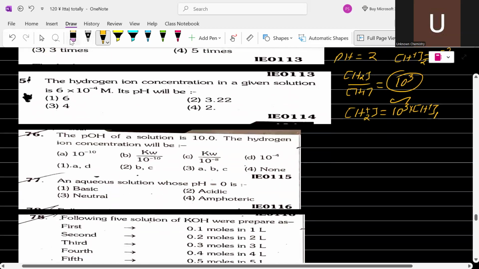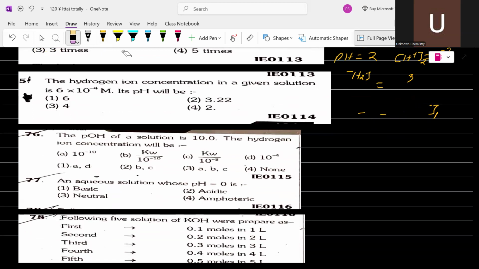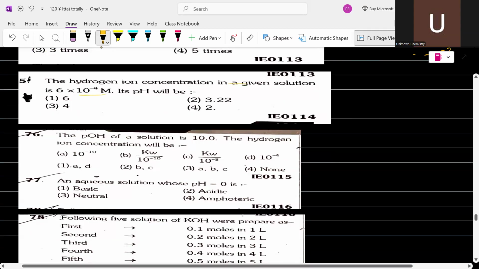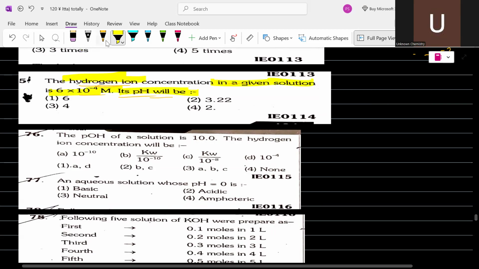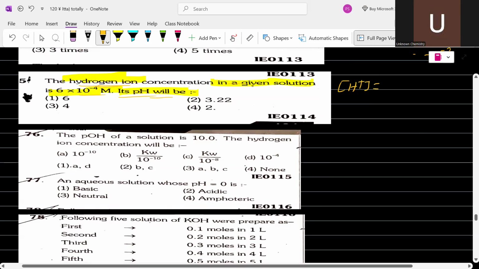Next question. The hydrogen ion concentration in a given solution is 6 into 10 to the power minus 4. So its pH will be? Here it is given the H plus ion concentration, simply 6 into 10 to the power minus 4.